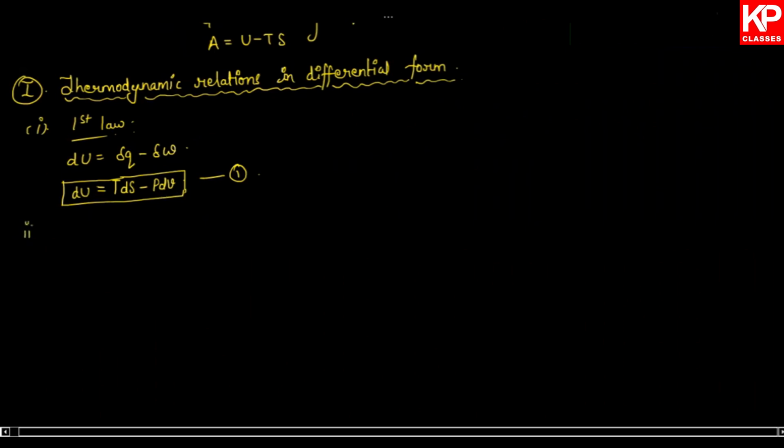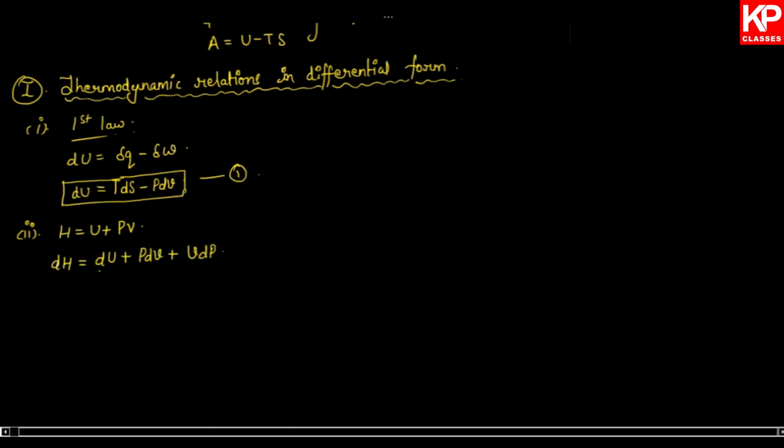Okay, similarly, we know that H is given by U plus PV, right? Now what we are going to do is differentiate this whole term. We are going to differentiate this complete expression. So it will be nothing but dH is equal to dU plus PdV plus VdP, right?